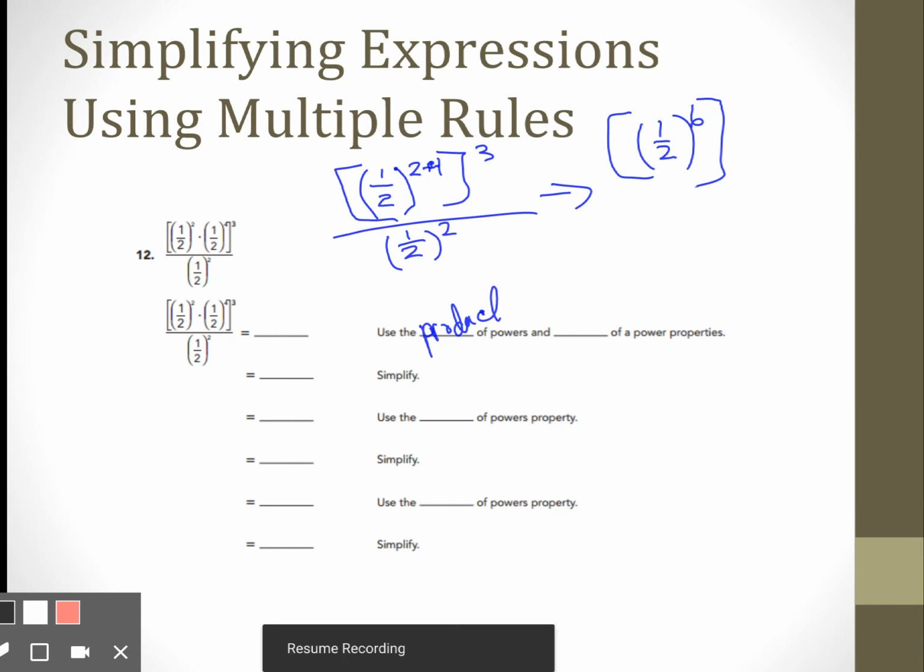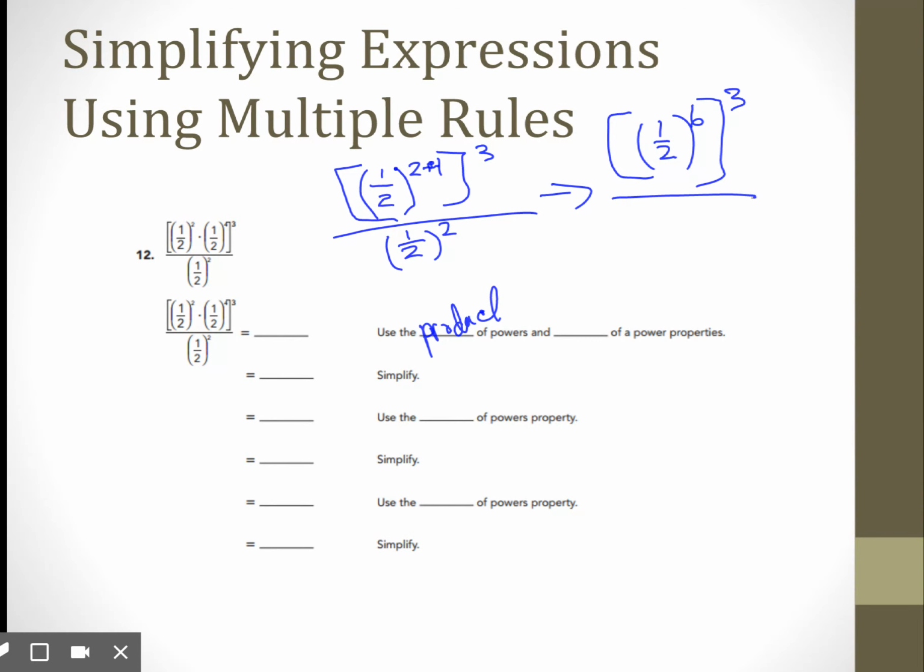Sorry for that little interruption, but as I was saying, that simplifies to 1/2 to the 6th power, all raised to the 3rd power, over 1/2 squared. Now we're going to use the power of a power property. So I'll write that over here. This is what would go on this line if you want to have it in exactly the right spot. That's not exactly important to me as long as you know what you're doing.